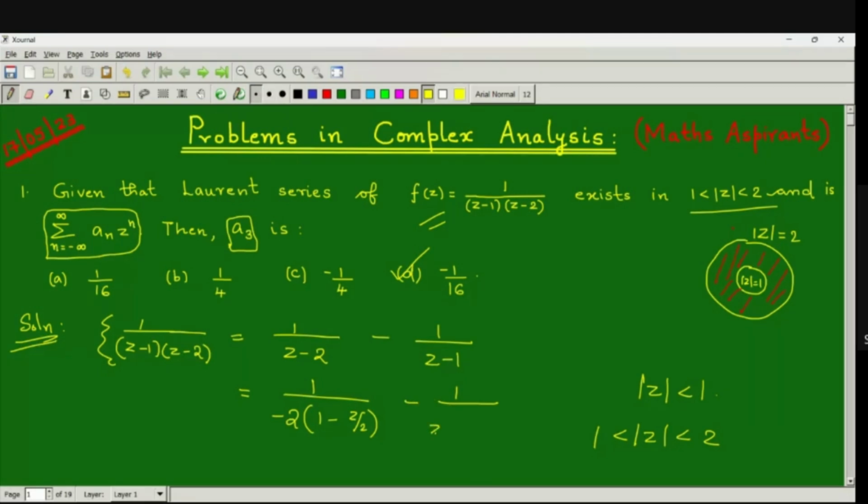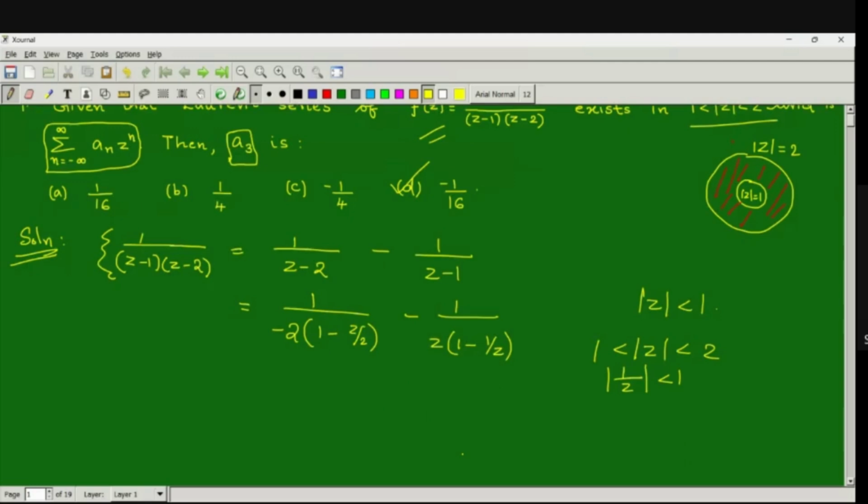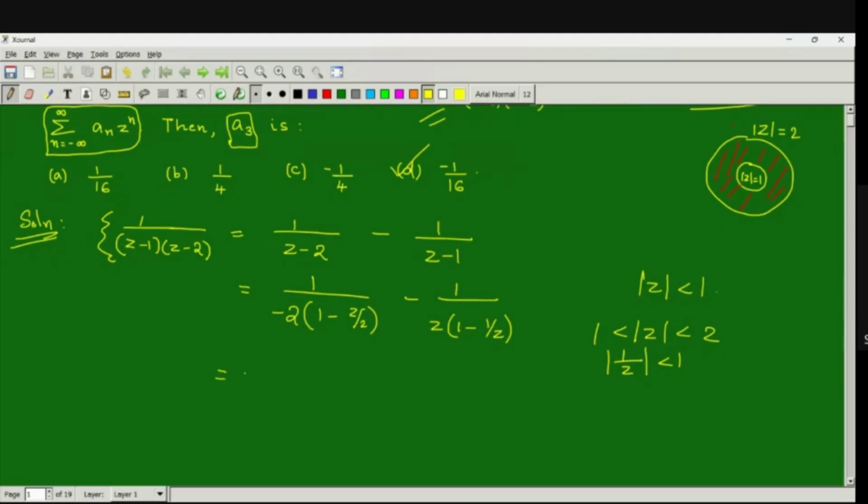We can take Z outside, then it is 1 minus 1 by Z. Now see, 1 by Z has modulus less than 1. So this has a Laurent series expansion. What is the Laurent series expansion? This is minus 1 by 2 times summation n equal to 0 to infinity (Z by 2) power n, and minus 1 by Z times summation n equal to 0 to infinity 1 by Z power n.